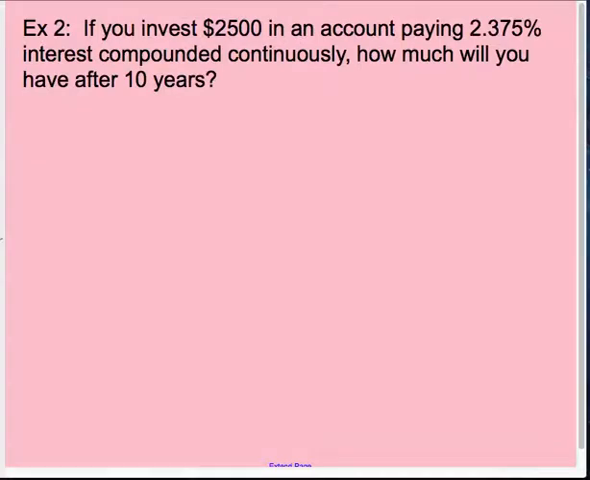All right, so now we're going to take a look at the PERT formula, interest compounded continuously. So this is the key word that you want to look for when you're determining whether you use PERT or whether you use the other interest formula that we looked at. So if it's compounded continuously, that's PERT.